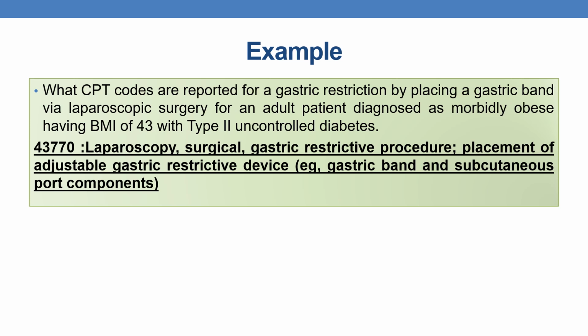Now let us see an example. What CPT codes are reported for gastric restriction by placing a gastric band via laparoscopic surgery for an adult patient diagnosed as morbidly obese having BMI of 43 with type 2 uncontrolled diabetes. Here, gastric restrictive procedure is performed by placement of gastric restrictive device and the device is gastric band. So the correct CPT is 43770. Laparoscopy, surgical gastric restrictive procedure, placement of adjustable gastric restrictive device, example gastric band and subcutaneous port components.